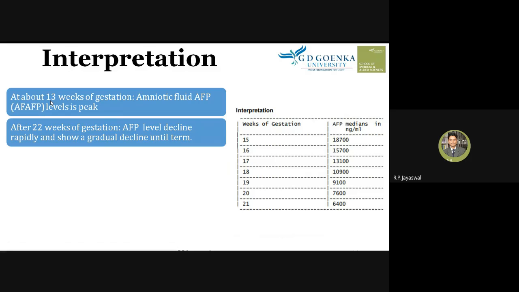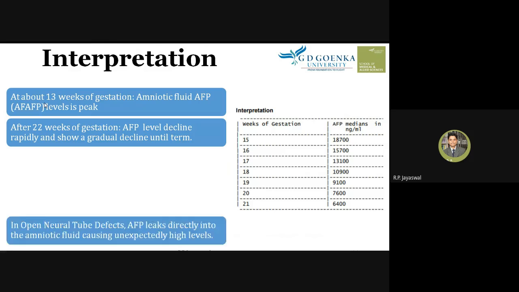After 22 weeks of gestation, AFP levels decline rapidly and then show a gradual decline until termination, right? So different levels of amniotic fluid alpha fetoprotein can be seen at different stages of gestation. Okay, at 13 weeks the level of AFP is very high. At 22 weeks or after 22 weeks we can see the decline in the level of AFP, and finally the level usually declines gradually, okay, until the termination of the pregnancy.